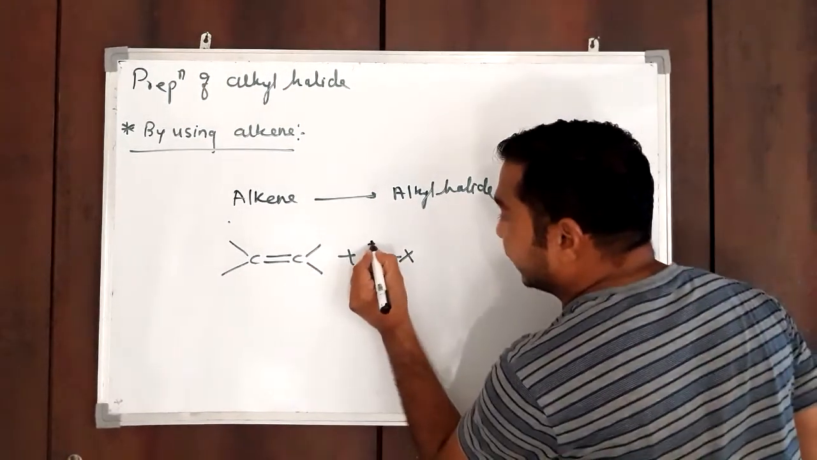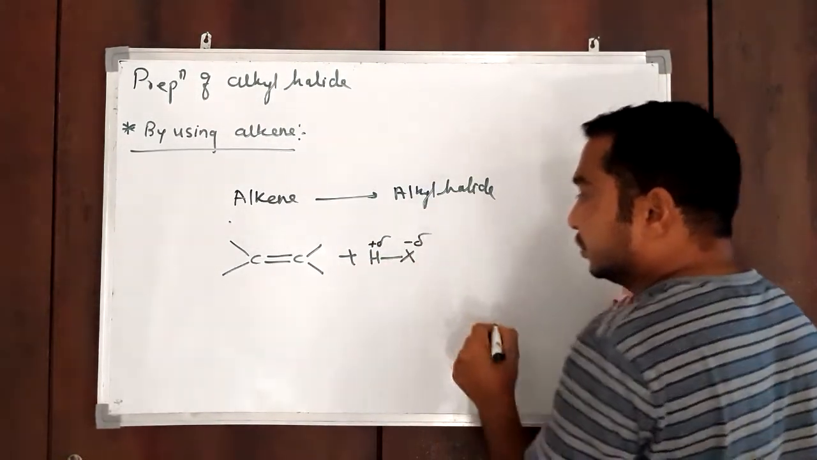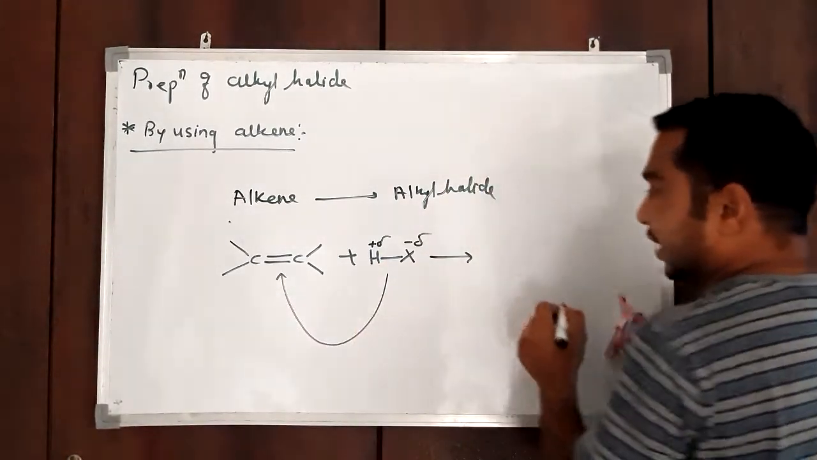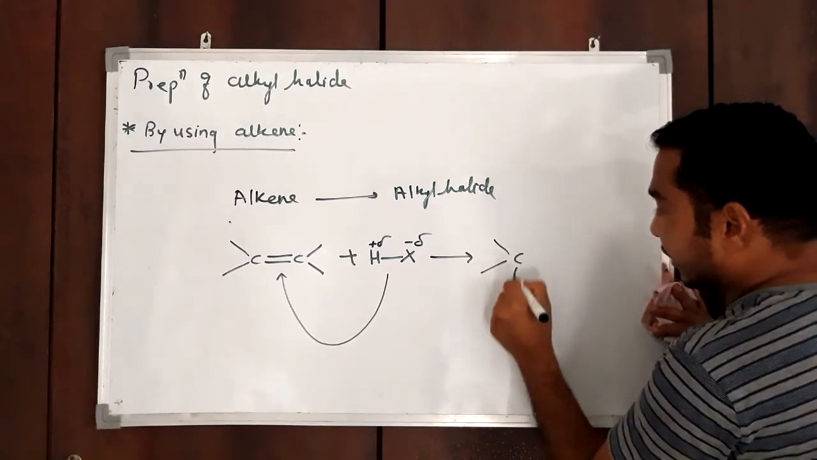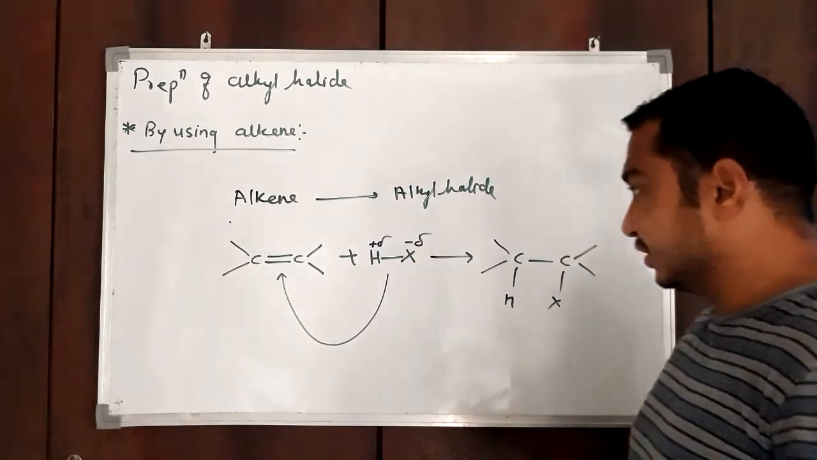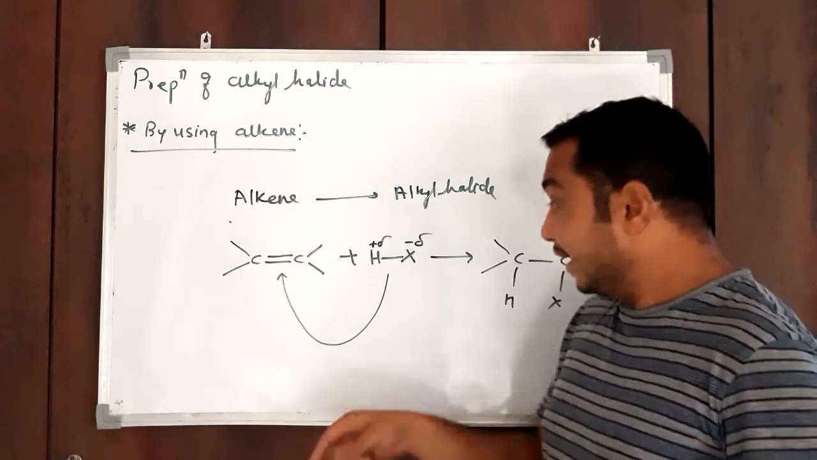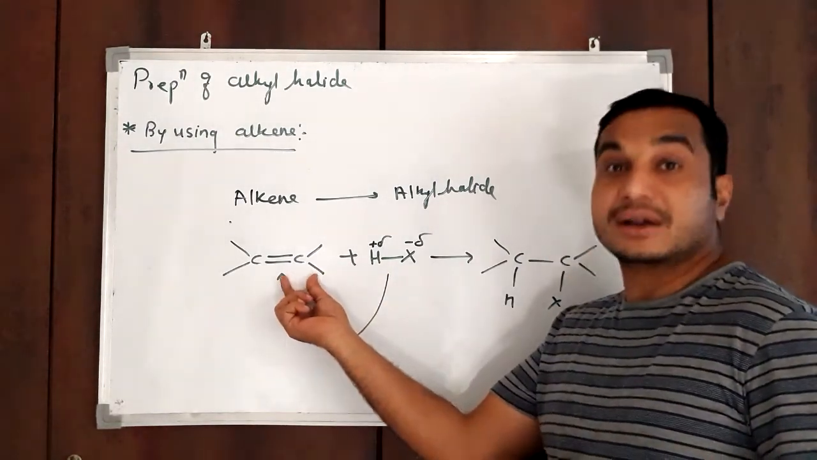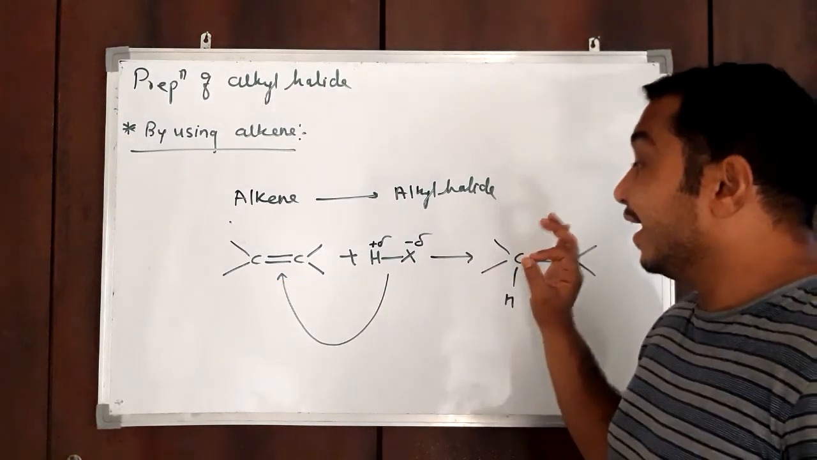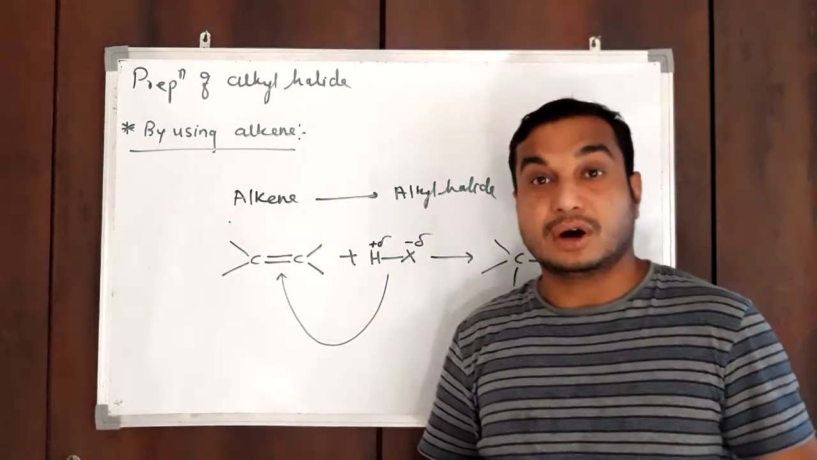Very simple. In hydrogen halide, hydrogen is carrying partial positive charge and halogen is carrying partial negative charge. Just addition reaction. There is simple addition of hydrogen halide and then it gets converted to alkyl halide. In this reaction, a hydrogen atom gets attached to one of the carbon atoms of the double bond and the halogen atom gets attached to the other carbon, across the carbon carbon double bond. So this is the addition reaction: addition of hydrogen halide across the carbon carbon double bond of alkene.